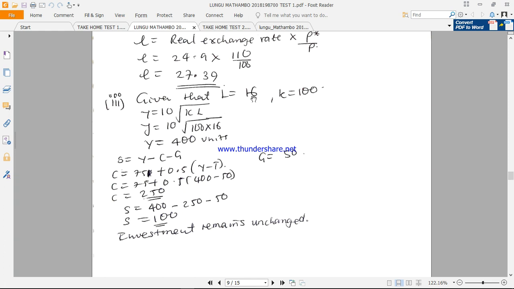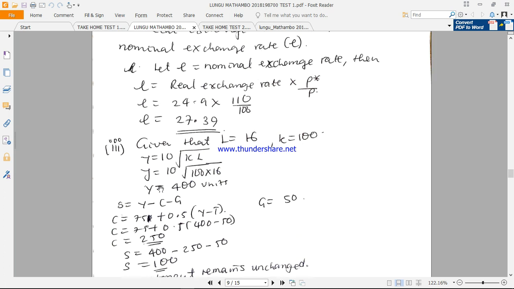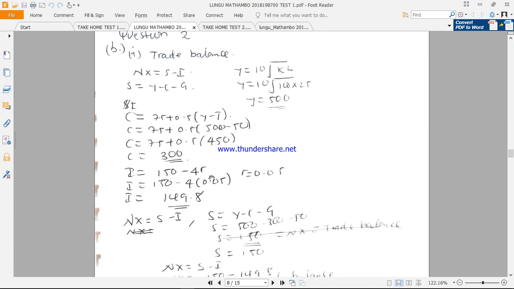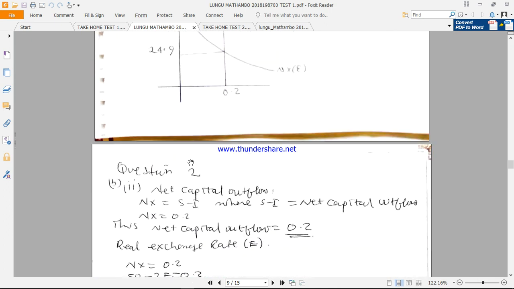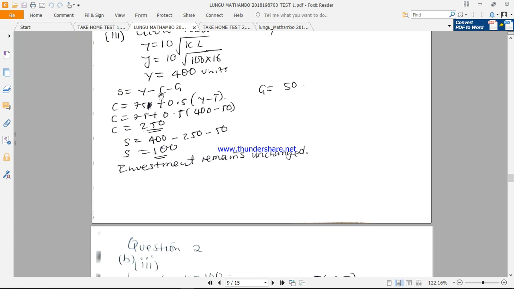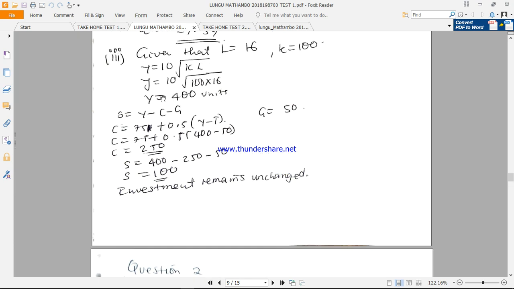So if L is 16, you find that it's now 400 units of output produced because labor has reduced. Then savings, the same stuff, the consumption function, is 250 now. It was 300 somewhere there. But now consumption has reduced because we expect output to reduce because of the reduction in the labor force. So output has reduced to 400. Initially it was 500, but now it's 400 units.